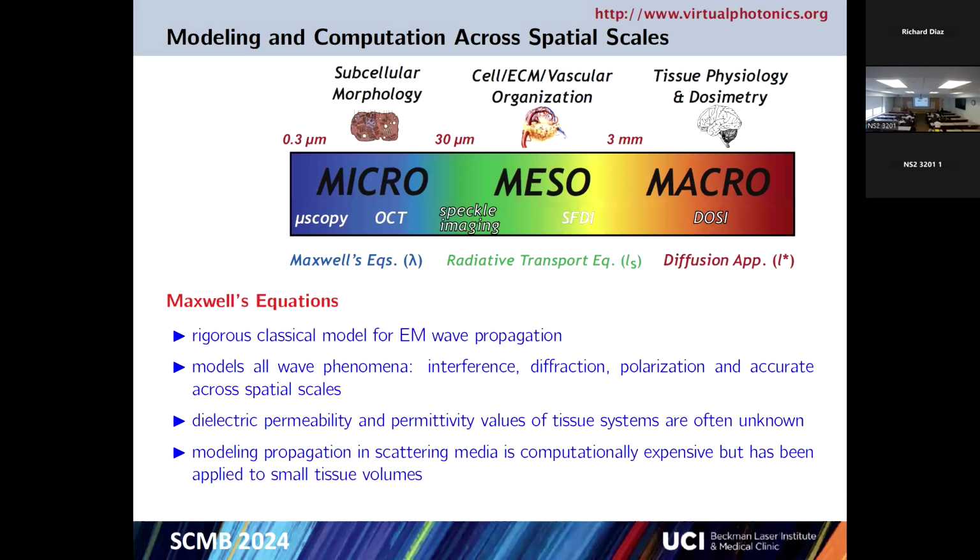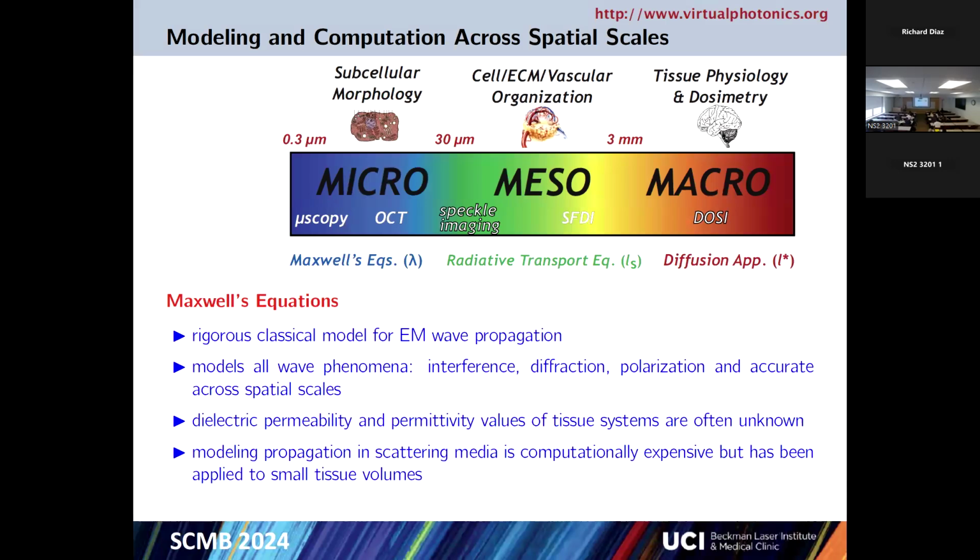Now, the challenges with utilizing it are twofold. Number one, the intrinsic properties that you need to know about the material in order to solve Maxwell's equations are two things known as the dielectric permeability and the dielectric permittivity. They basically tell you to what degree the material can sustain electric field oscillations and magnetic field oscillations. Knowing or obtaining these values in tissue systems is very difficult, and they're often unknown.